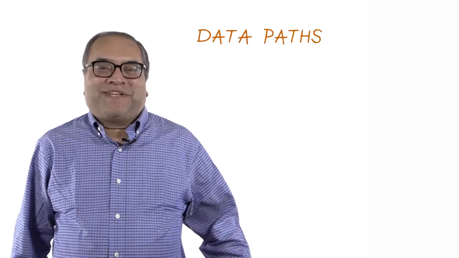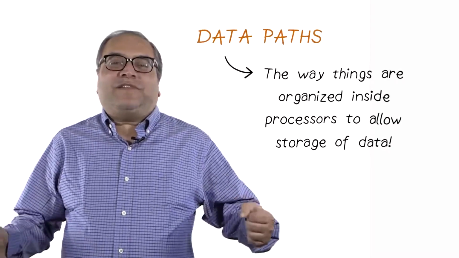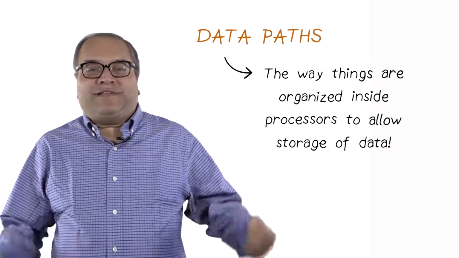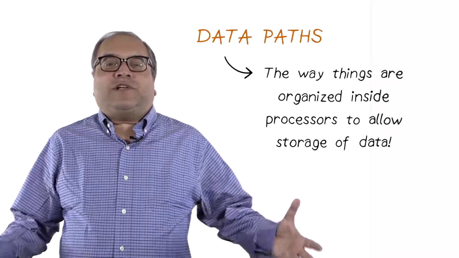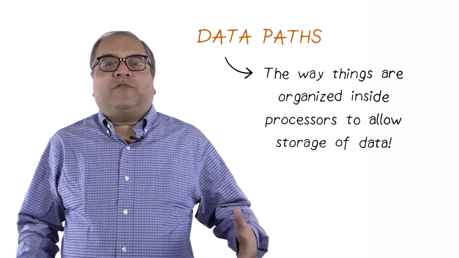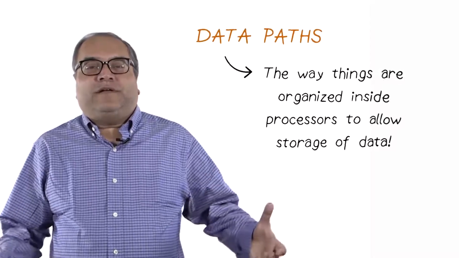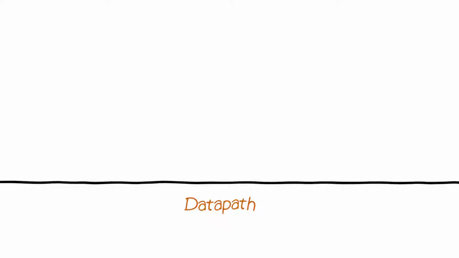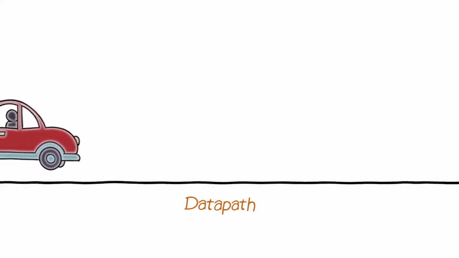We're going to continue our discussion of ISAs in this lesson by looking at data paths. Data paths are the way things are organized inside processors to allow storage of data, namely in registers, and their movements to function units for processing. Different data widths allow different types of operands to be supported, such as floats, integers, and so on. Data paths are kind of like roads for moving the data around.